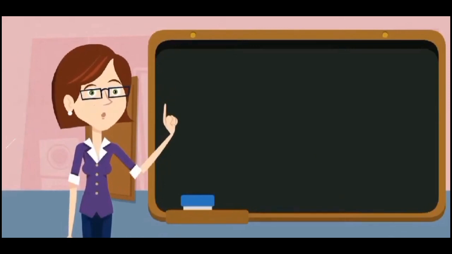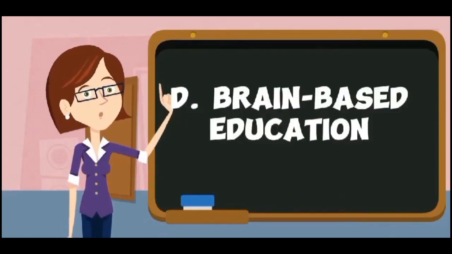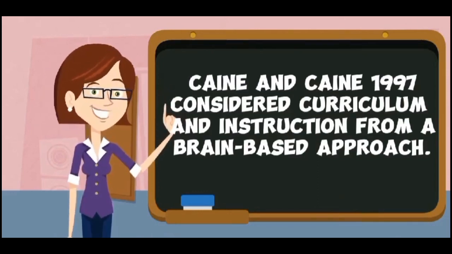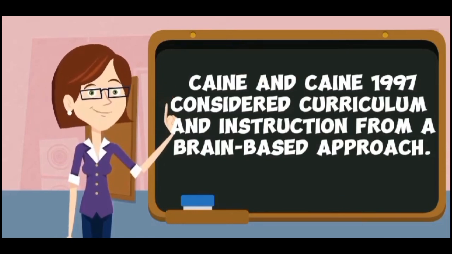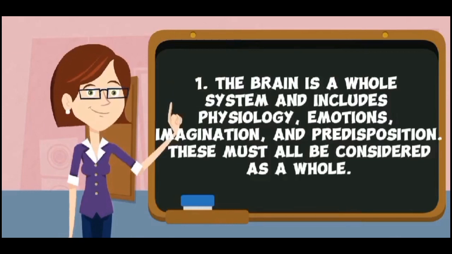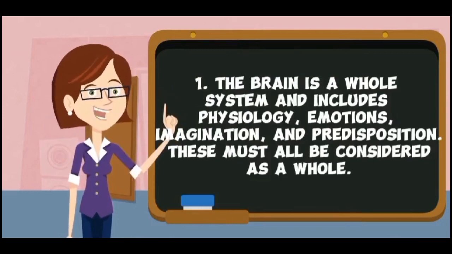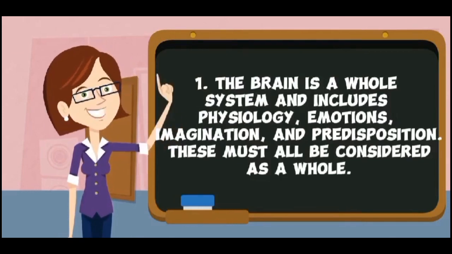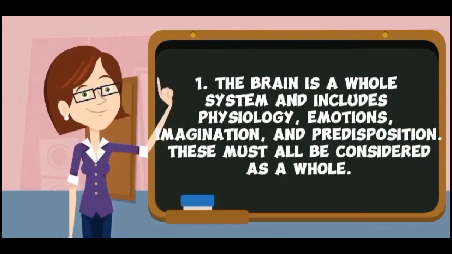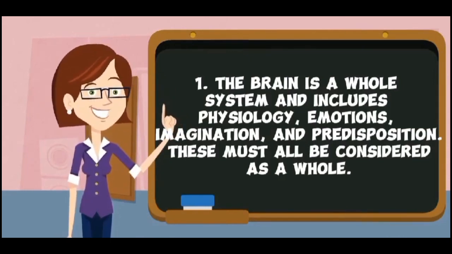So next is letter D, brain-based education. Caine and Caine, 1997, considered curriculum and instruction from a brain-based approach. These are the principles of brain-based education. 1. The brain is a whole system and includes physiology, emotions, imagination, and predisposition. These must all be considered as a whole.